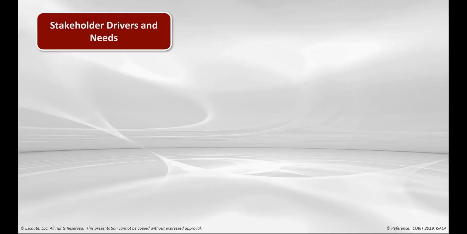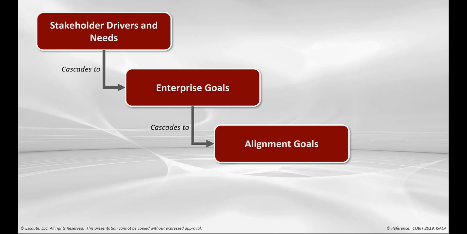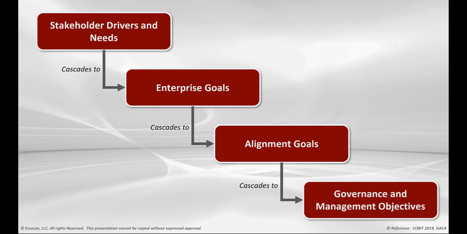Everything we do starts with stakeholder drivers and needs. Now, the goals cascade starts here and it cascades to what we call enterprise goals. These generic enterprise goals then will map down into what we call alignment goals. Those alignment goals are what we used to call IT-related goals in older versions of COBIT, and those alignment goals will finally map down to what we call governance and management objectives.